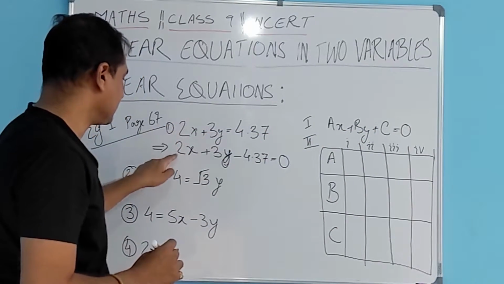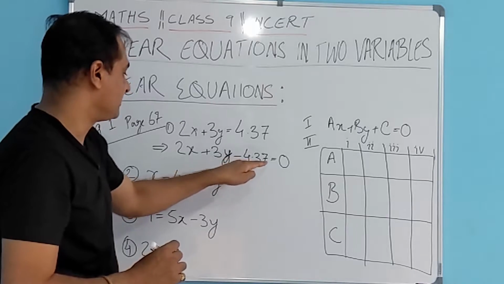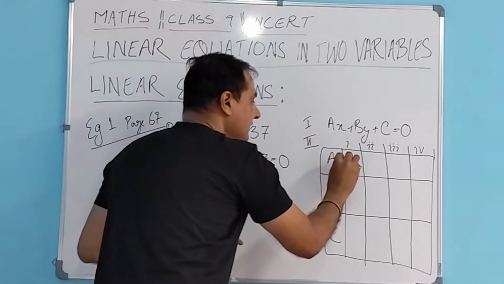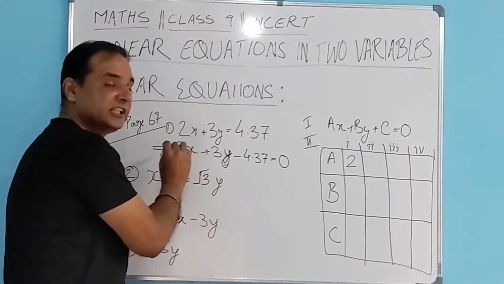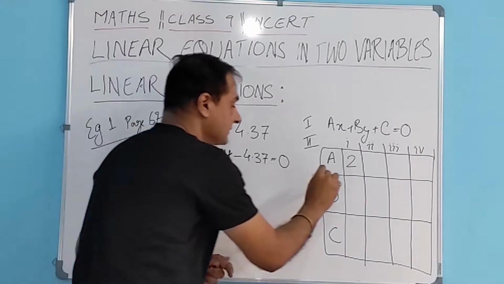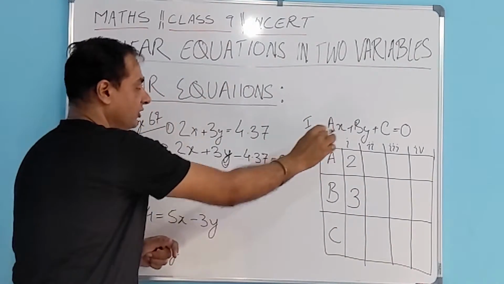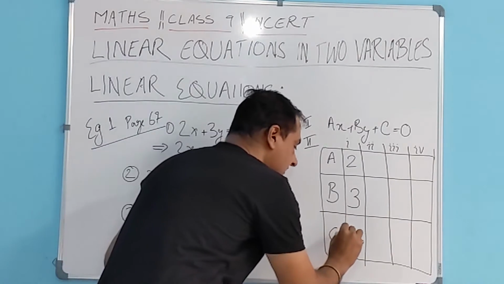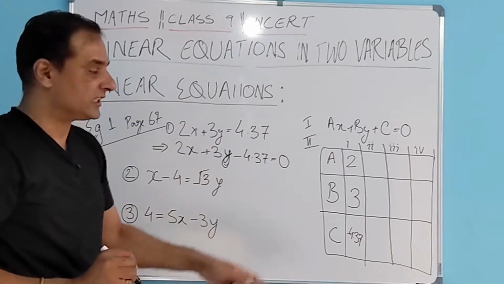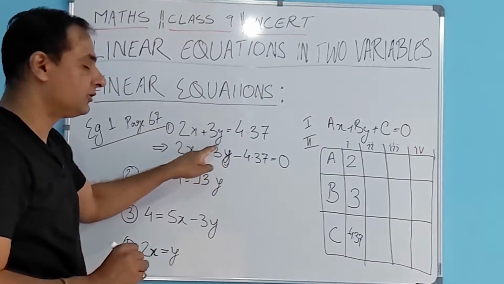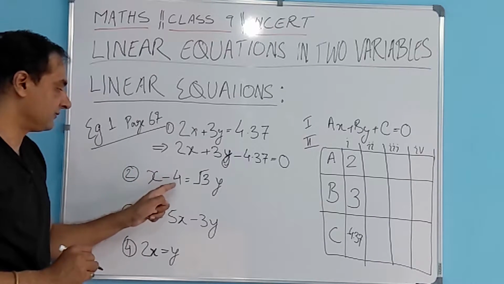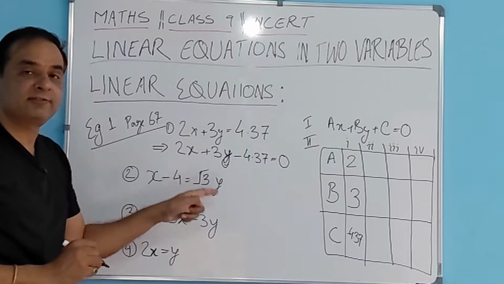So if you look at this first question, it's 2x plus 3y minus 4.37. So the value of a for this one is 2, which is the coefficient of variable x. Then the value of b is the coefficient of y, so we write 3, and then the value of c is minus 4.37. So these are the respective values of a, b, c for question number 1. Let's look at question number 2. It says x minus 4 equals to root 3y.